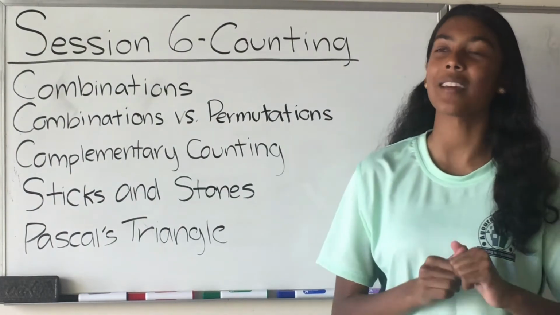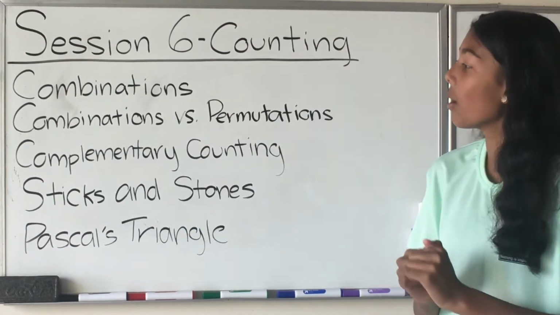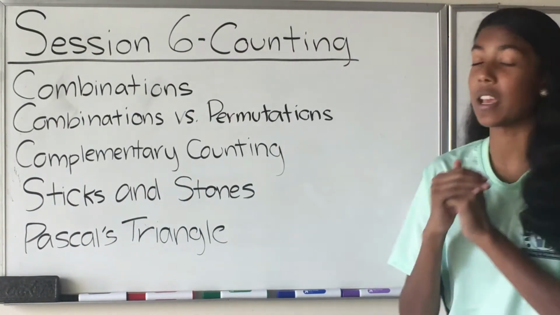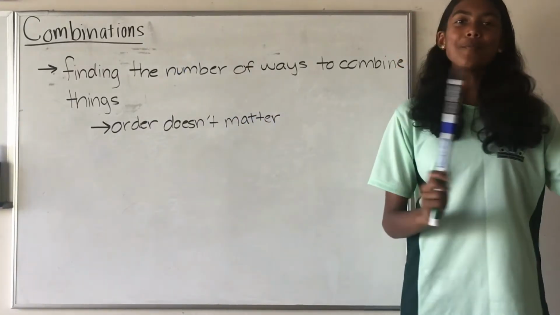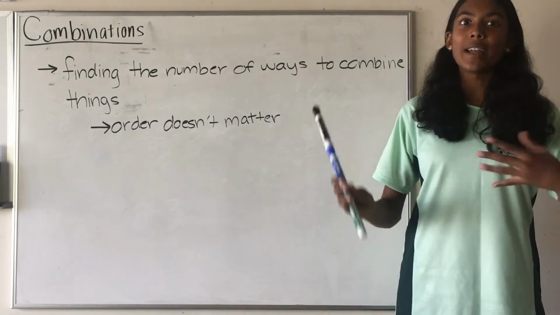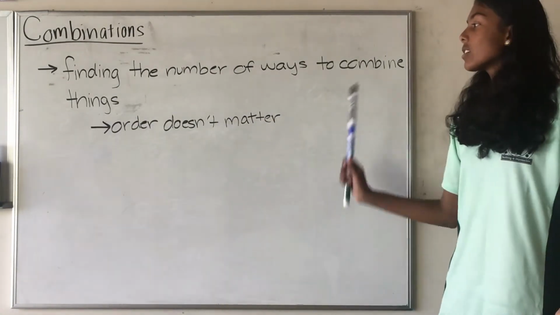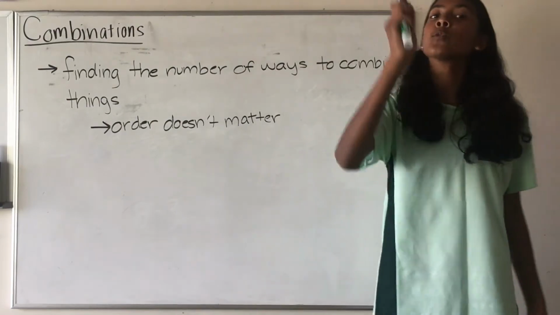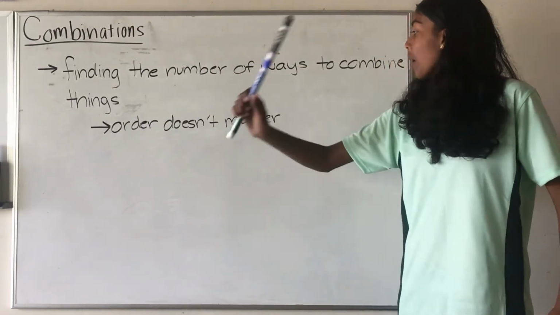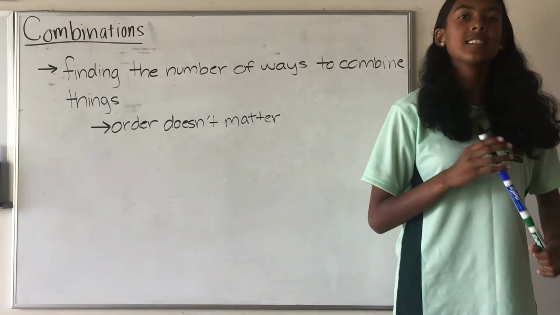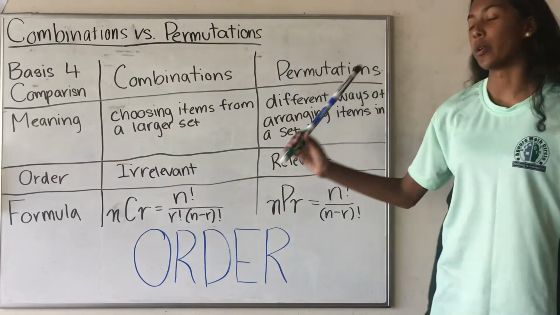The topics we're going to be covering today are combinations, combinations versus permutations, complementary counting, sticks and stones, and Pascal's triangle. Our first topic of today is combinations. Combinations is finding the number of ways to combine things or elements. And in this, order doesn't matter, and that is really important to know. Order doesn't matter. Now we're going to move on to our next topic, which is combinations versus permutations.